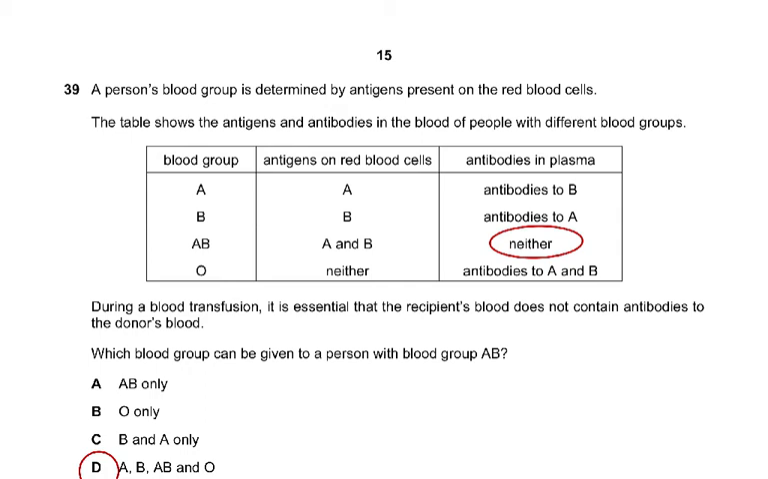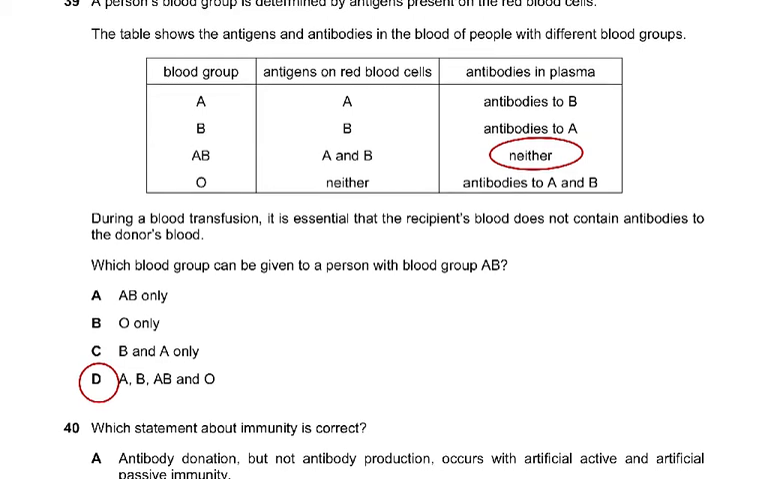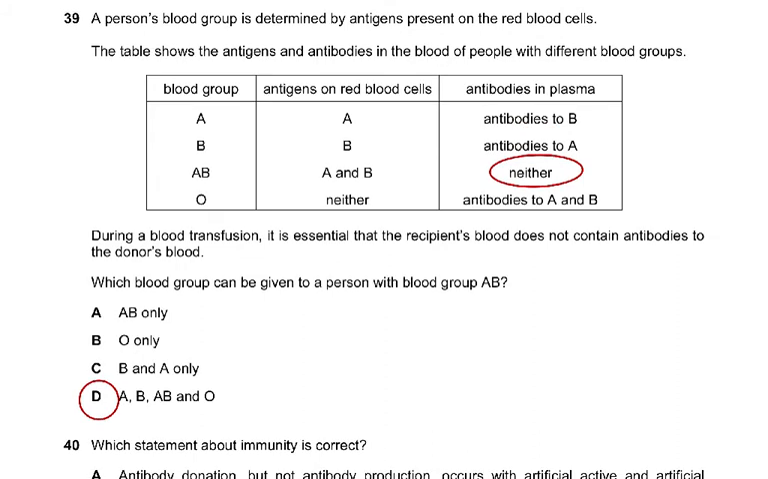A person's blood group is determined by antigens present on the red blood cells. The table shows antigens and antibodies. During a blood transfusion, it's essential that the recipient's blood does not contain antibodies to the donor's. Which blood group can be given to a person with blood group AB? Now, it came in a previous paper, but that was a different question. So this time the question is, which blood group can be given to a person with blood group AB? AB is a universal recipient actually.